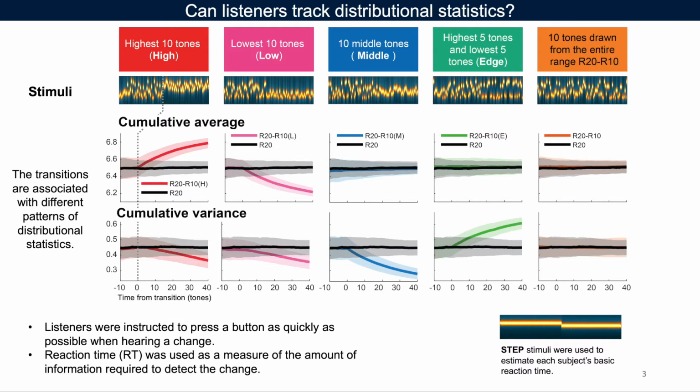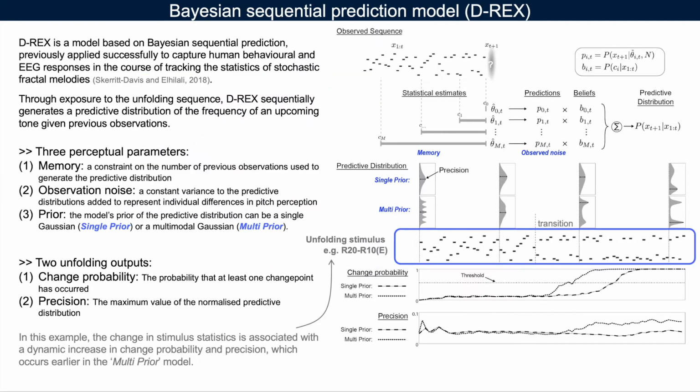Even though their alphabet size all change from 20 to 10, meaning that they have similar zeroth order statistics, they are associated with different patterns of distributional statistics. Here we use a Bayesian sequential prediction model, DRAX, to capture listeners' performance. Through exposure to the unfolding sequence, this model sequentially generates a predictive distribution of the upcoming tone based on previous observations. This model has 3 perceptual parameters: memory, observation noise, and prior, which represents listeners' default assumption about the sequence distribution at the beginning of each trial.